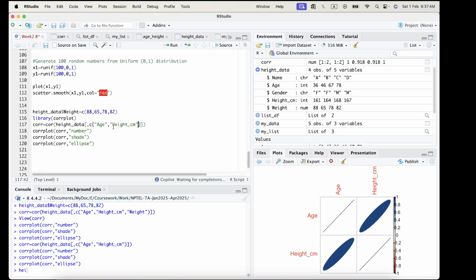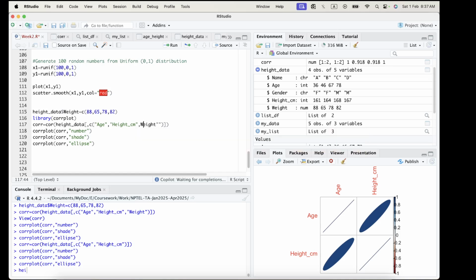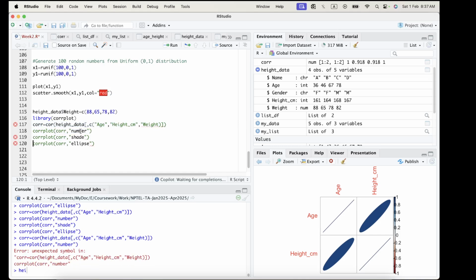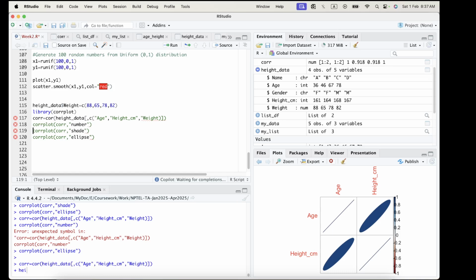Initially the problem that I was having was I was not specifying the correct column name. So now that I have specified the correct column name, it's coming. Also, if I just add one more column, it's going to give me a 3x3 correlation matrix. So the cor command here is actually giving me the correlation matrix, and corrplot of this matrix is going to give these sort of results.